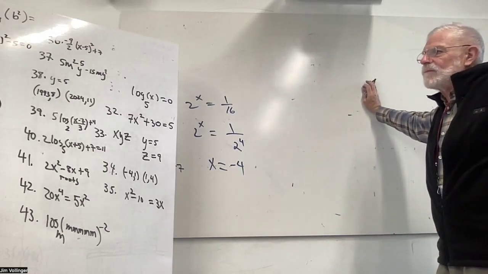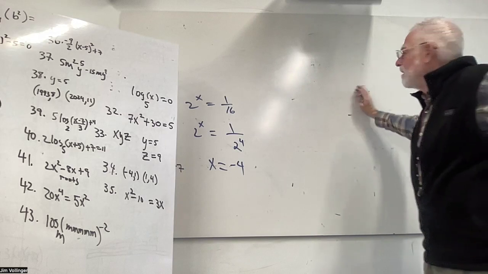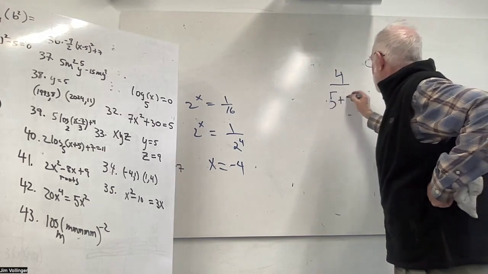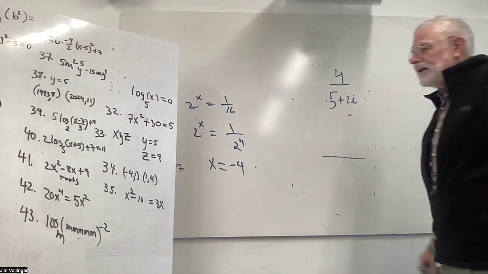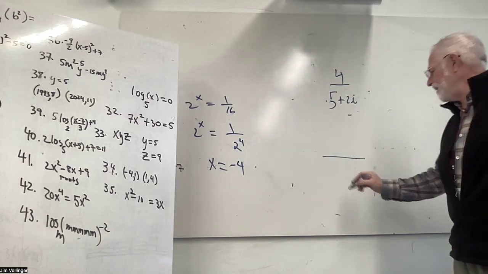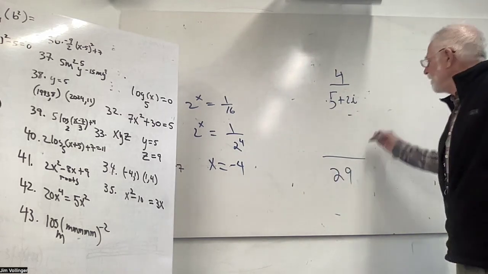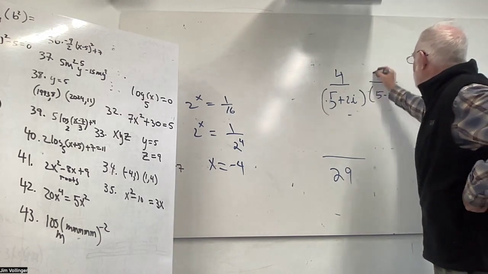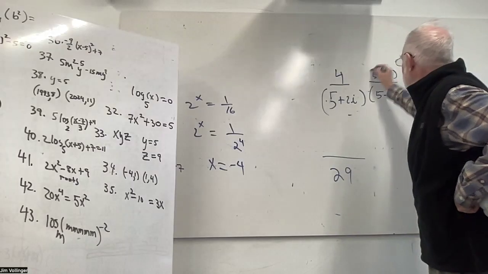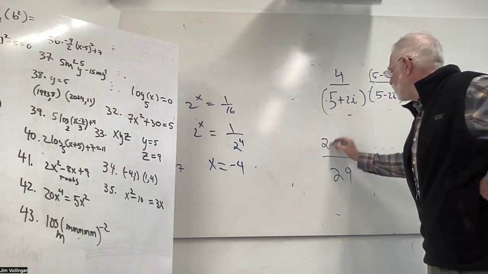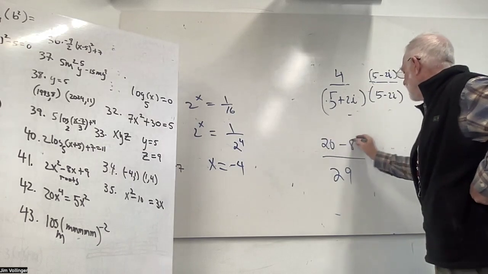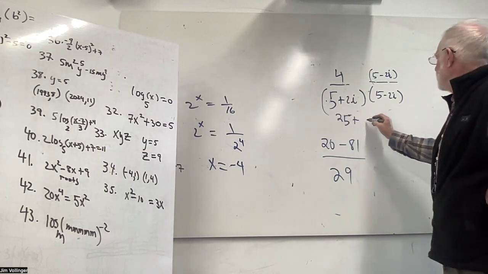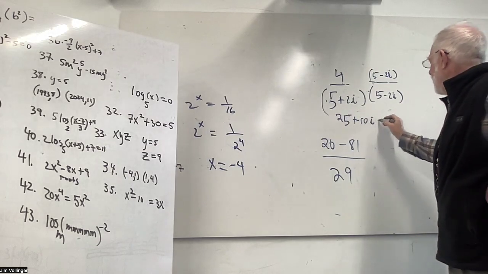All right. Oh, I did have that problem over there: 4/(5 plus 2i). In the last lesson set, I think I told you the shortcut for getting the denominator is 29. But you're going to do it out. So 5 minus 2i is the conjugate. In the numerator, we have 20 minus 8i. In the denominator, we get 25 plus 10i minus 10i.